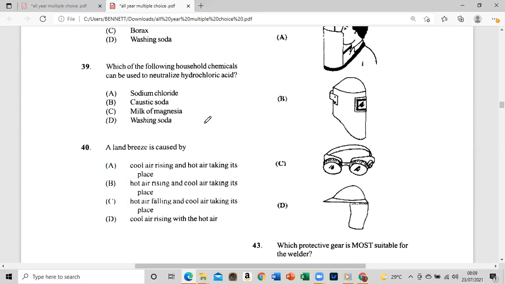So let's move on to 39. Which of the following household chemicals can be used to neutralize hydrochloric acid? Is it A, sodium chloride, B, caustic soda, C, milk of magnesia, or D, washing soda? Which of the following chemicals can be used to neutralize hydrochloric acid? And that would be caustic soda.